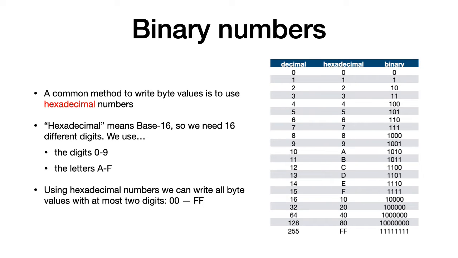Binary numbers are difficult to read, and the relation between decimals and binary is complicated. A convenient compromise is to use hexadecimal numbers. Hexadecimal means base 16, so we're going to need 16 different digits. We use the digits from 0 to 9 plus the letters A through F, giving us 16 different symbols. Using hexadecimal numbers, we can write all byte values with at most 2 digits, from 0 to FF.